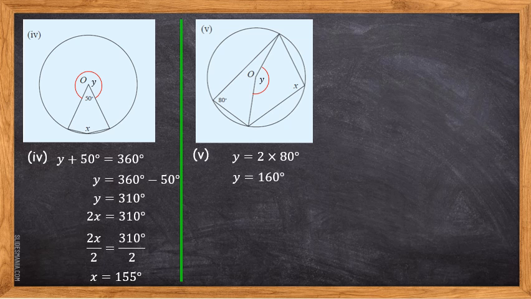So y is 160 degrees. Now we can use y to find the angle at the other side of the center.